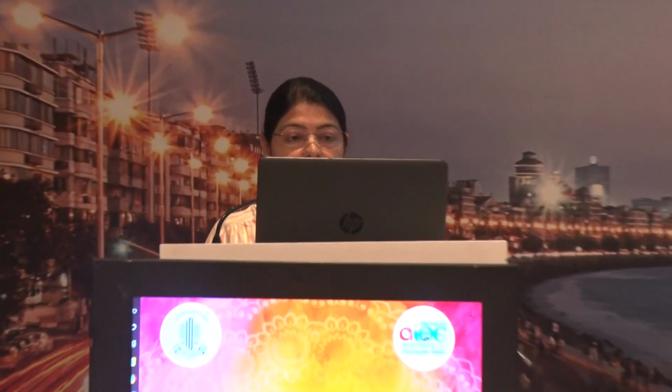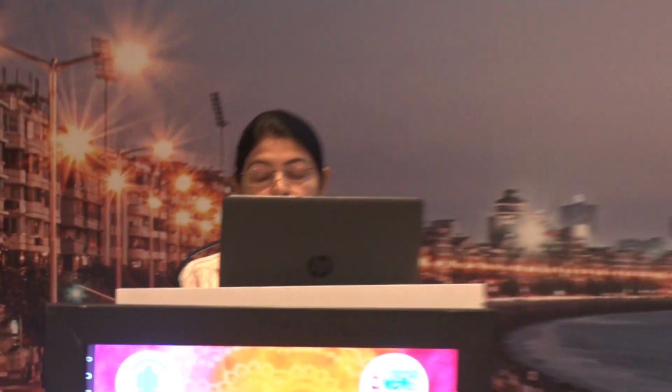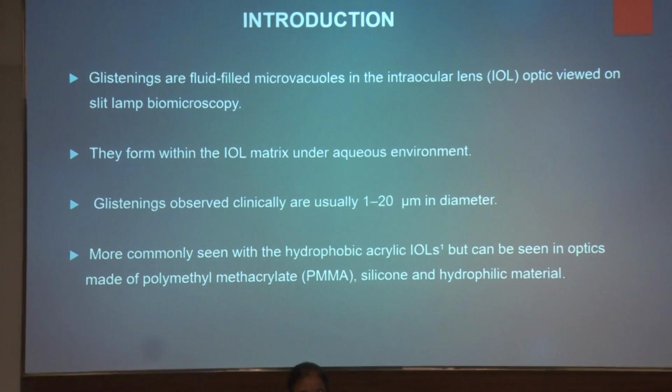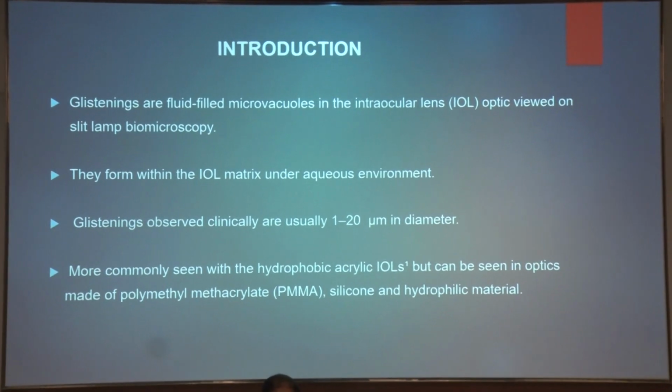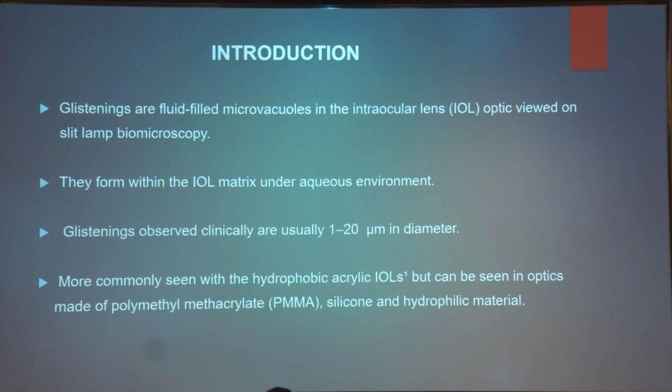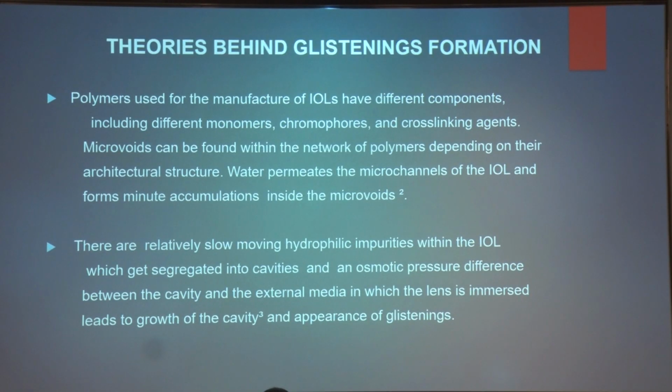So what are glistenings? Glistenings are fluid microvacuoles in the intraocular lens optic viewed on slit lamp biomicroscopy. They form within the IOL matrix under aqueous environment. Glistenings observed clinically are usually 1 to 20 micrometers in diameter. They are more commonly seen with hydrophobic acrylic IOLs but can also be seen in optics made up of PMMA, silicon and hydrophilic material. So what are the theories behind the glistening formation?